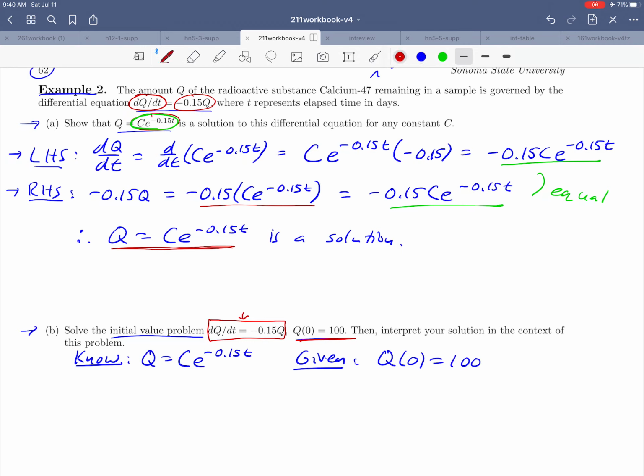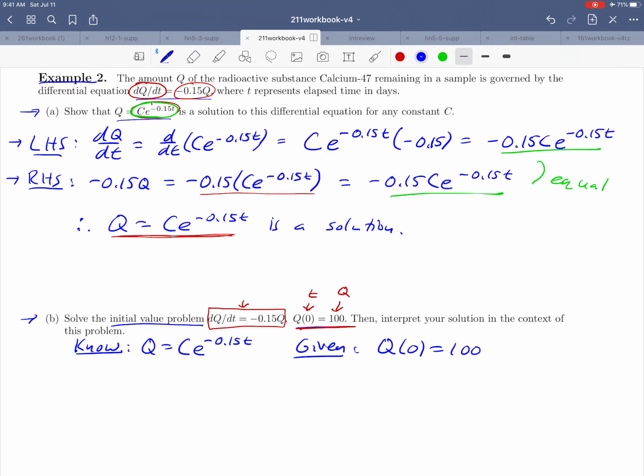Well, 0 is a value of our input variable, which is time in our case, and then 100 is a value of our output variable q. So it's telling you that at time 0, we have 100 grams in our sample. That's our initial condition. Well, what can we do with that?